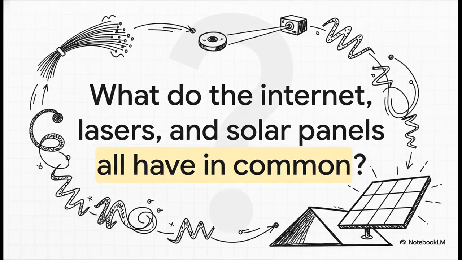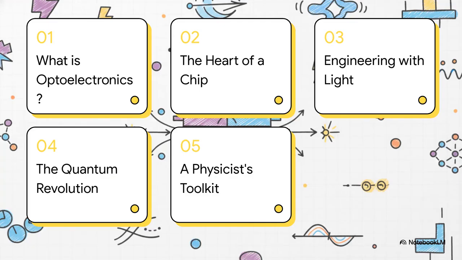So let's start with a question. Think about the internet, the fiber optic cables bringing this to you right now, and then think about lasers. And now think about solar panels on a roof. What do those three things possibly have in common? They seem completely different, right? Well, it turns out they all rely on the exact same fundamental and totally revolutionary technology. So how did we get here?